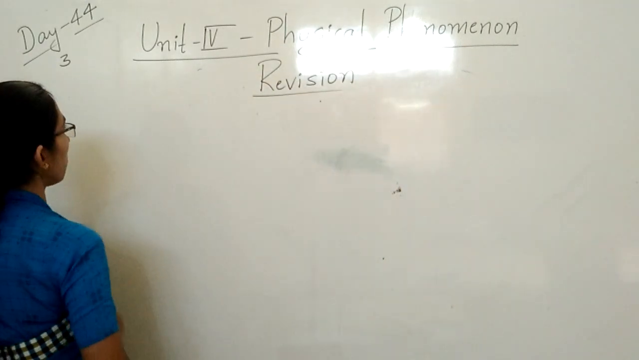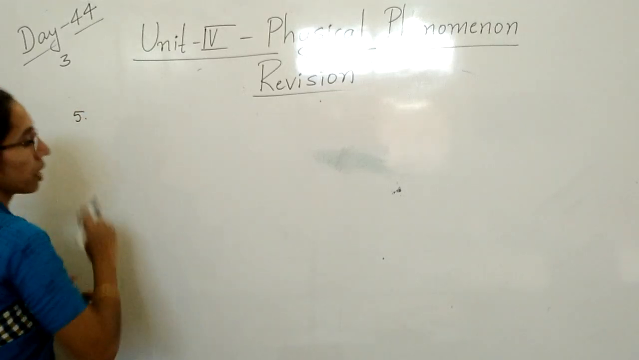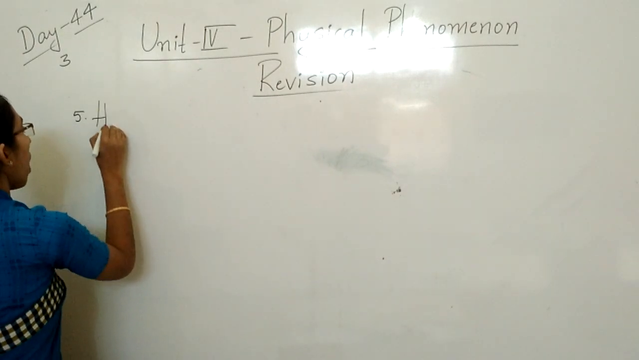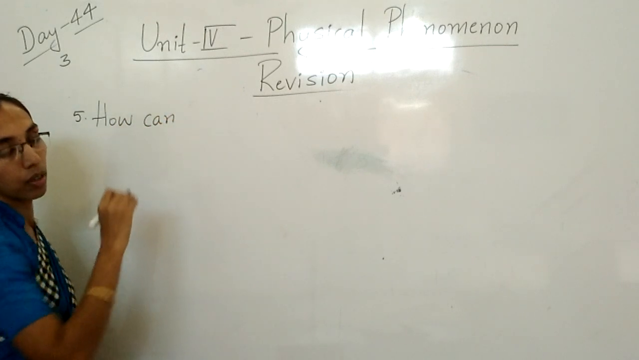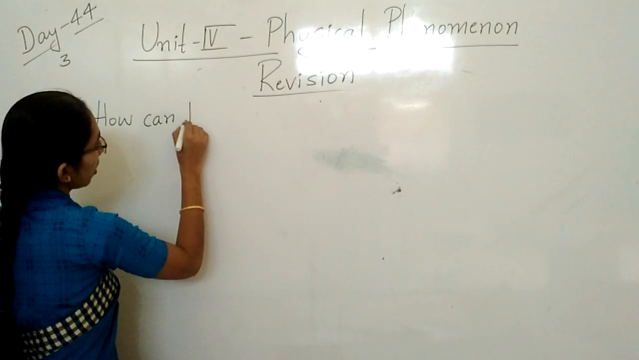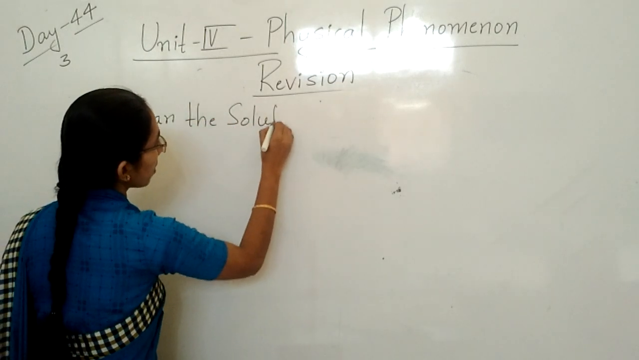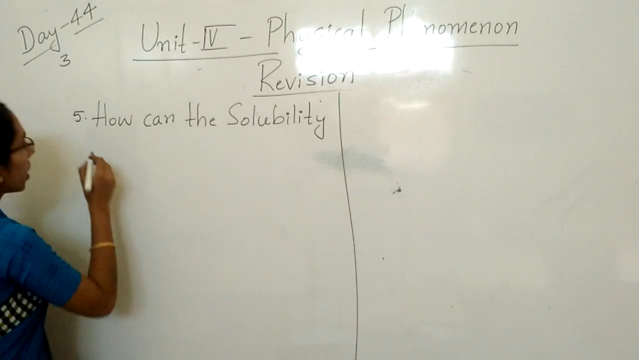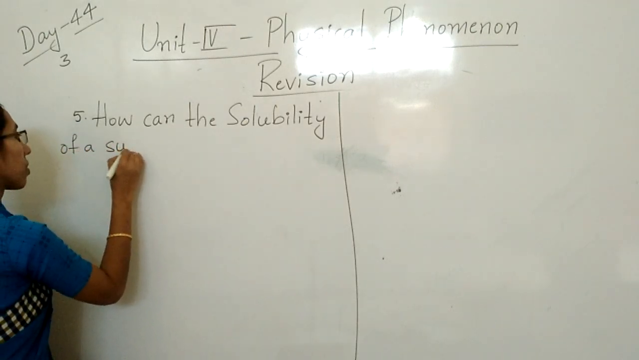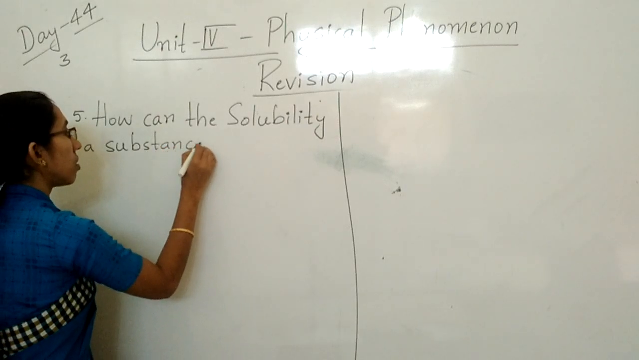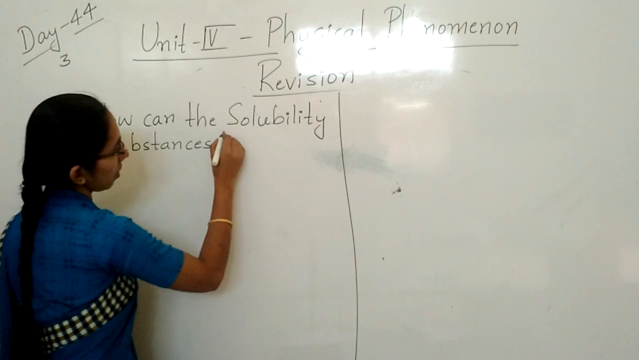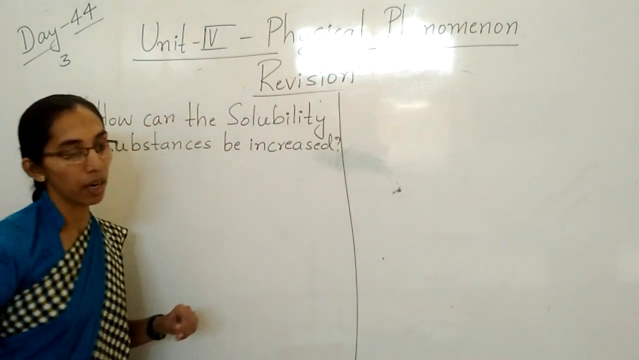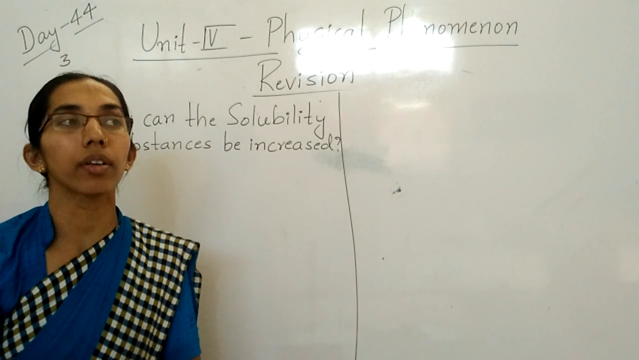Now write the 5th one, children. How can the solubility of a substance be increased? Don't make spelling mistakes, children. How is it increased? Tell me how it is increased. What is the method? What is the way?